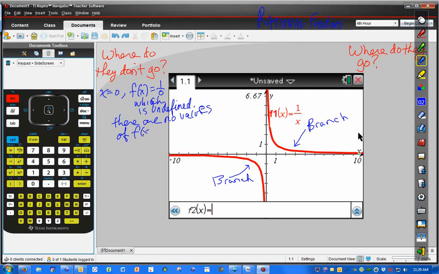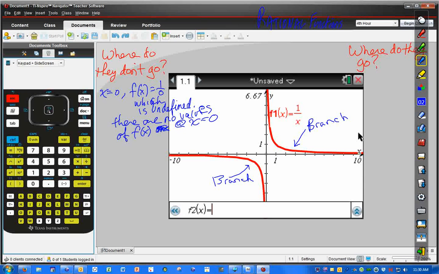The value of f of x at x equals 0. Now, when we deal with functions, we ask ourselves, all right, we're going to plug in an x into this, and we're going to get an answer of some kind. Well, we found out that when x equals 0, we got an answer of undefined, which means there's no value of f of x. 1 over 0 doesn't work.